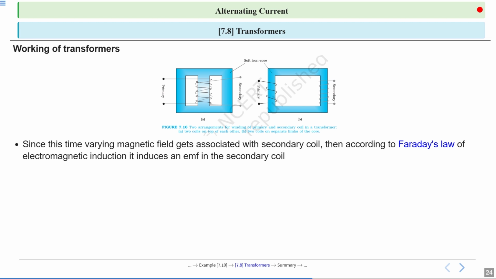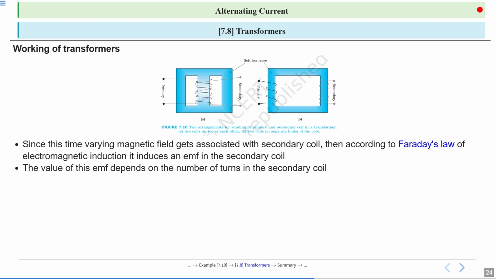Okay, magnetic flux is changing through the primary coil. Due to the mutual inductance principle, a change in current in the primary coil, or we can say a change in flux through the primary coil, will induce an EMF in the nearby coil also. So it will induce an EMF in the secondary coil also. According to Faraday's law of electromagnetic induction, the value of this EMF depends on the number of turns of the secondary coil.